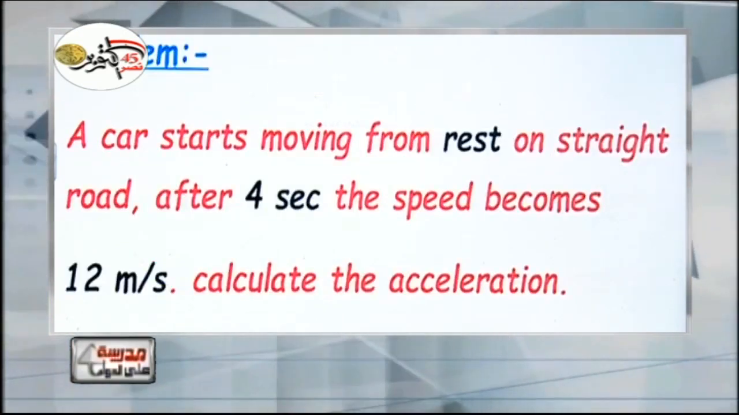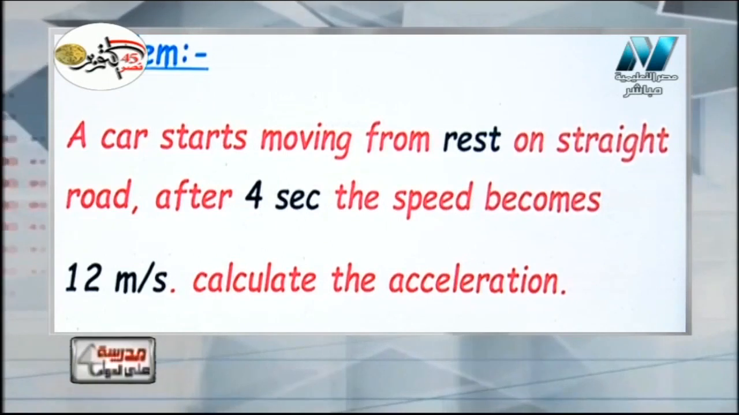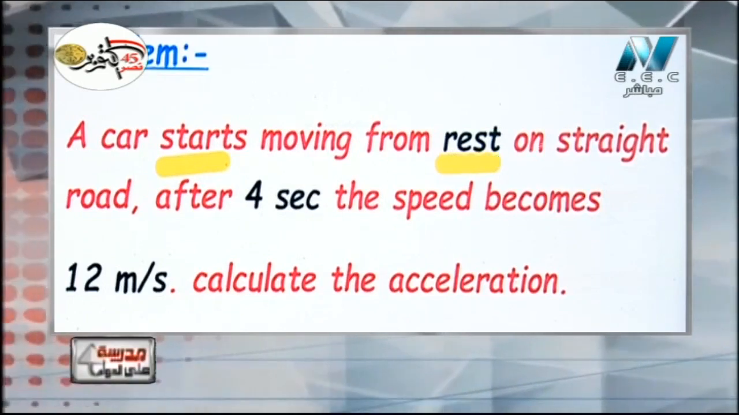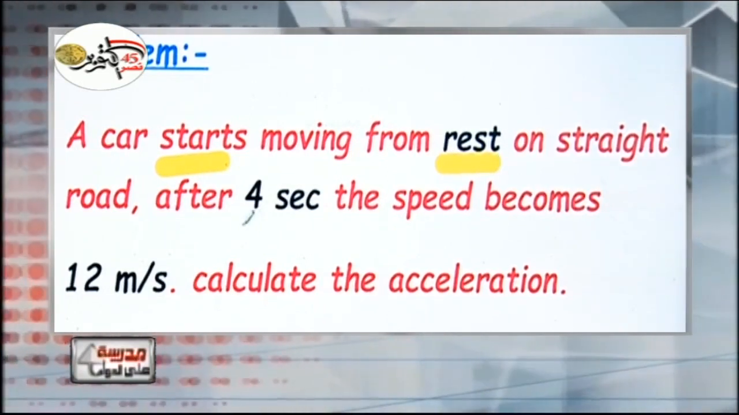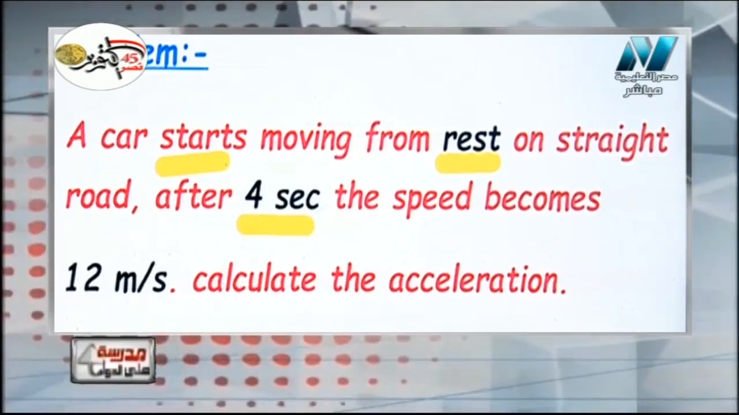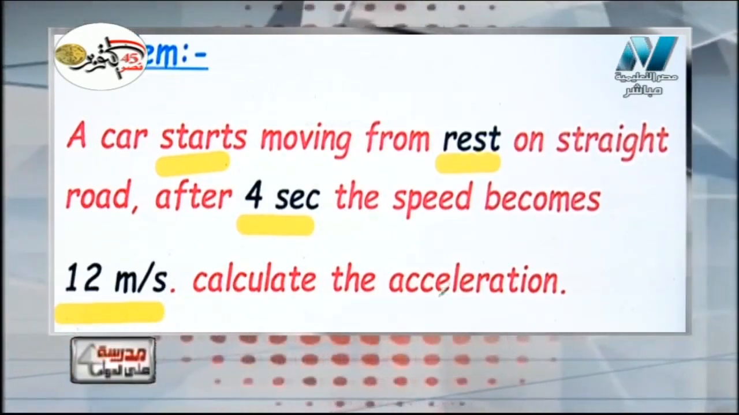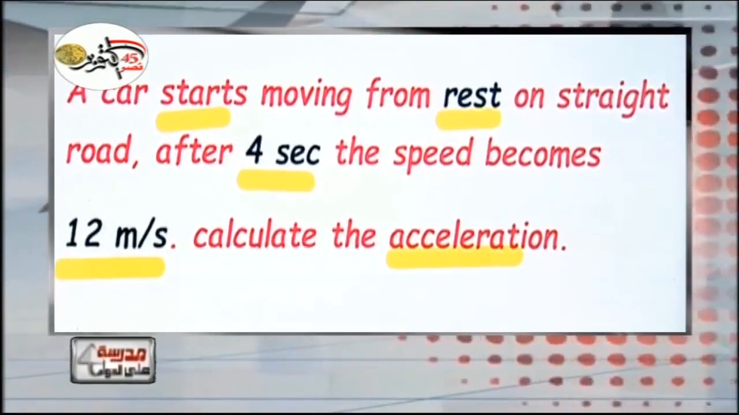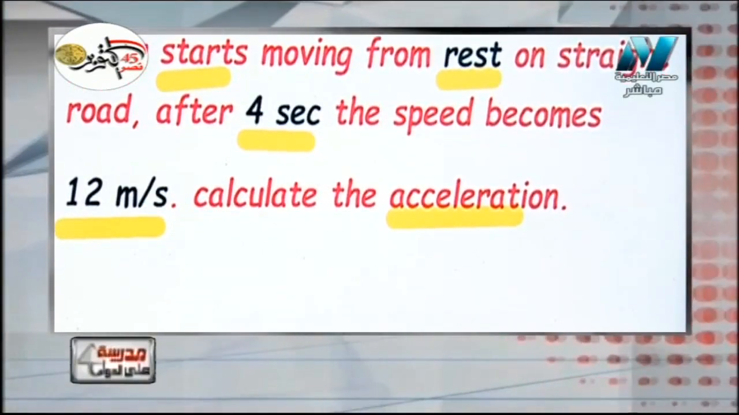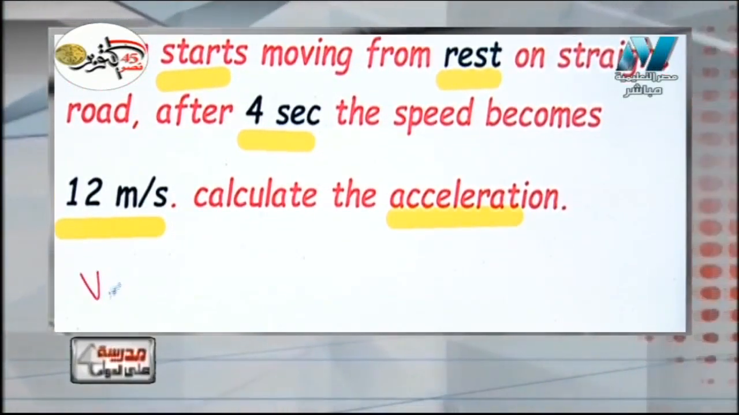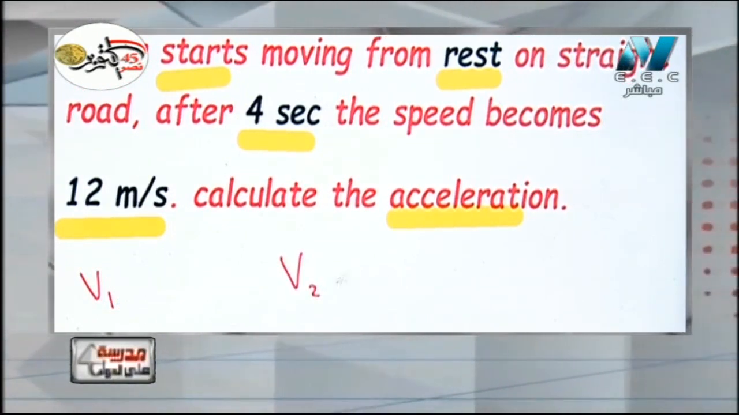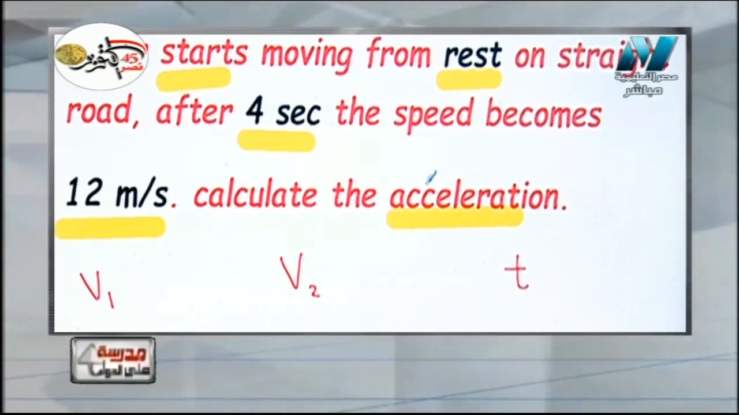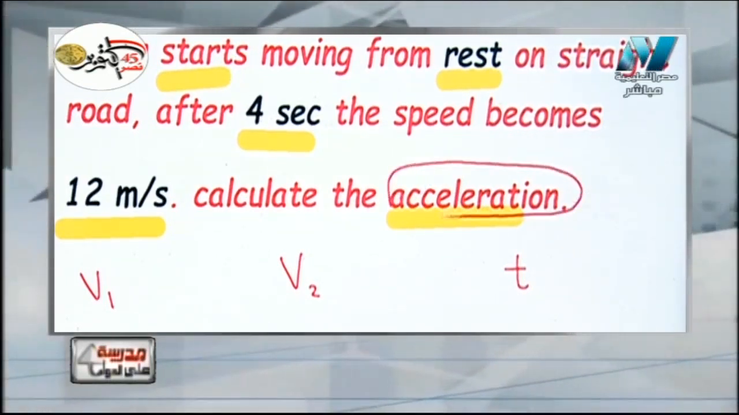Next point, we have a problem: a car starts moving from rest, خلي بالكو, on a straight road. After 4 seconds the speed becomes 12 meter per second. Calculate the acceleration. So here we write the givens in this problem: V1, V2, and T, because the question asks about the acceleration.